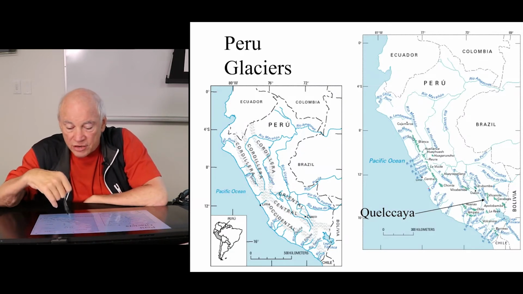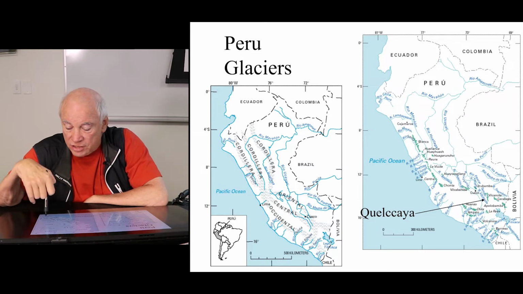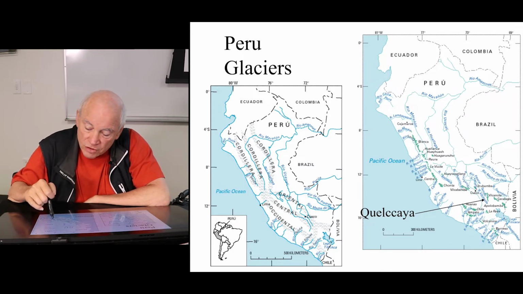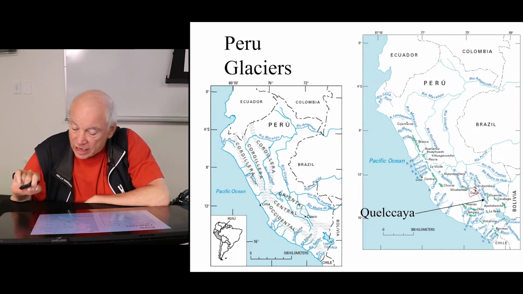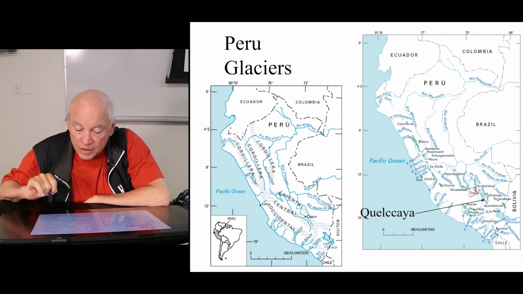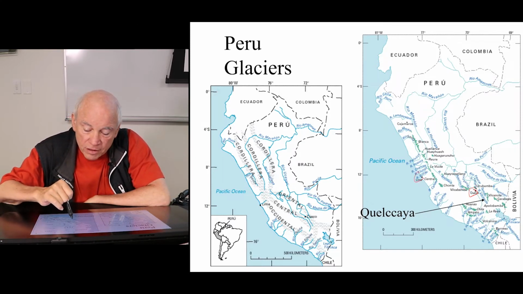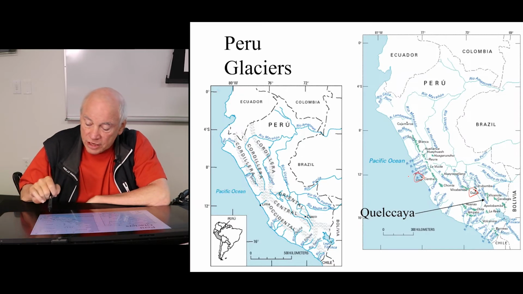Here you can see in green all of the glaciers that exist. Here's Cusco, the ancient Inca capital. Here's Lima, the modern capital of Peru. And we're going to talk about Cailloma.